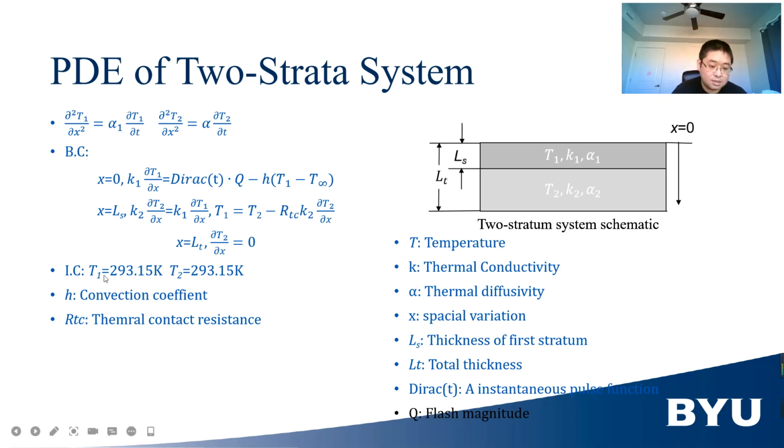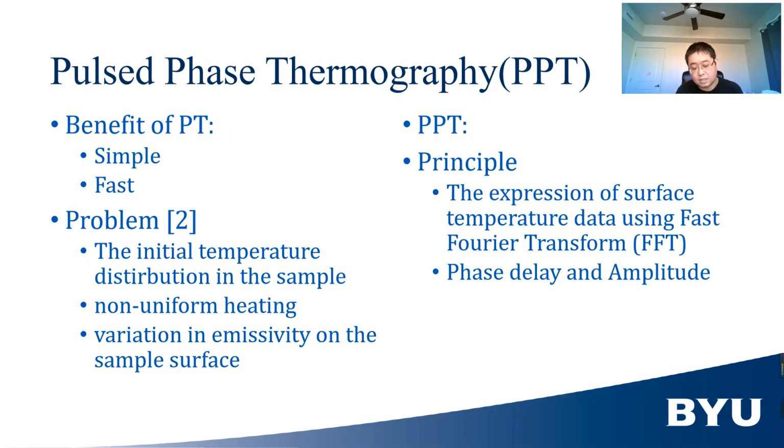First of all, let's see here. The surface temperature requires the initial temperature to be the same. The second problem is that this is a 1D model, so we assume that the heating is uniform along the surface. Another problem is that the sample may have a variation in emissivity on the sample surface. This creates problems because, if we want to test the sample multiple times using PT, we have to wait for a long time before the sample cools down, in my experience usually 20 minutes. And also the flash is not instant, and not uniform.